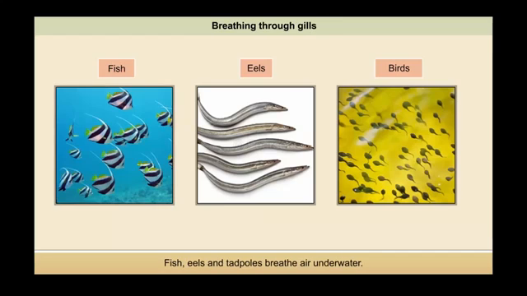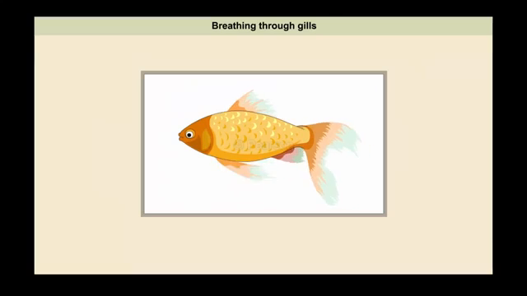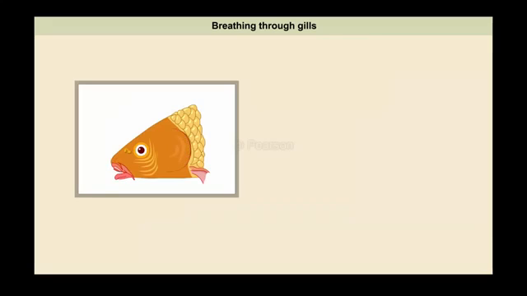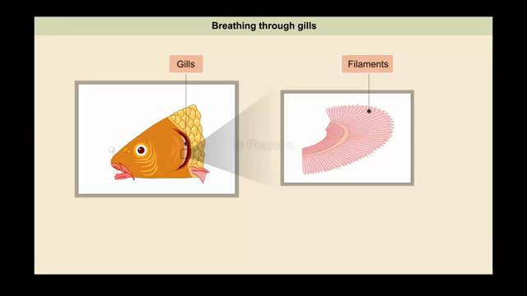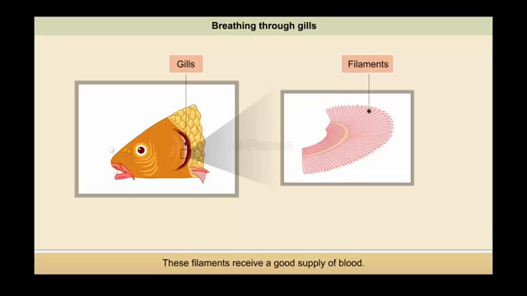Fish, eels, and tadpoles breathe air underwater. When you see a fish opening and closing its mouth, you are actually seeing it breathe. Instead of lungs, fish and other aquatic animals have a pair of gills. The gills contain filaments. These filaments receive a good supply of blood.